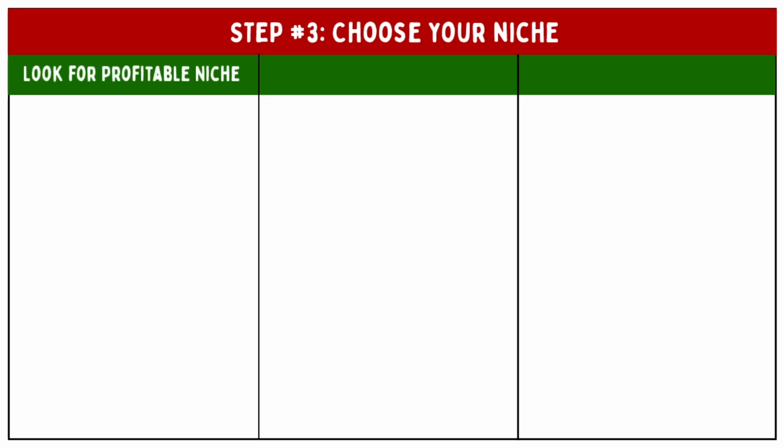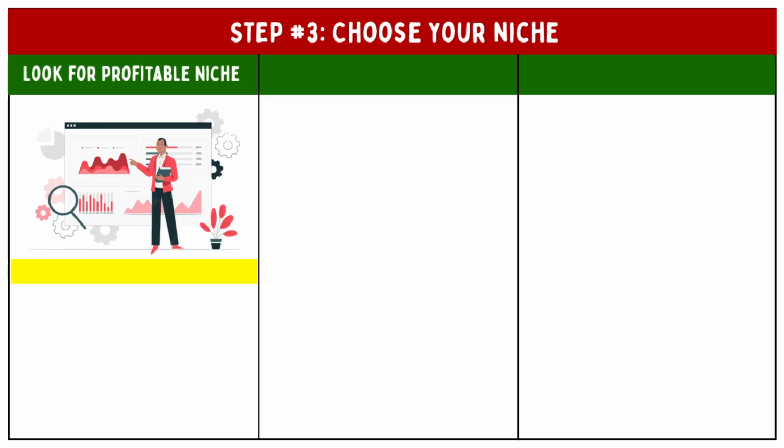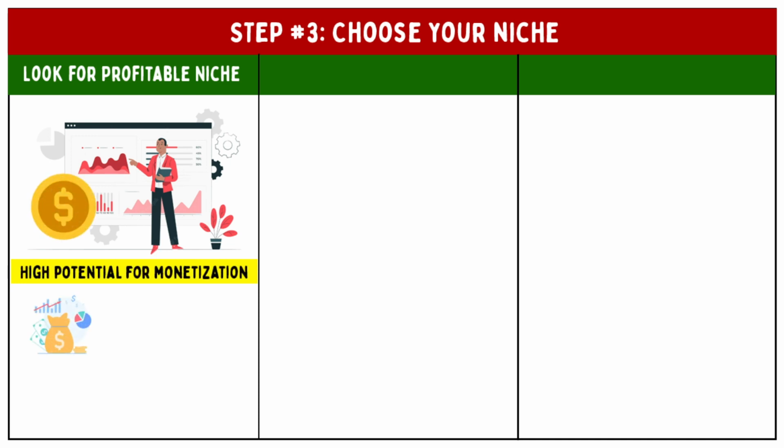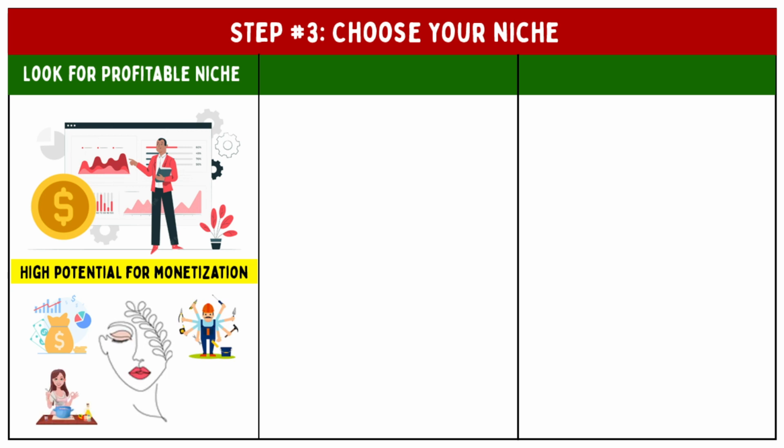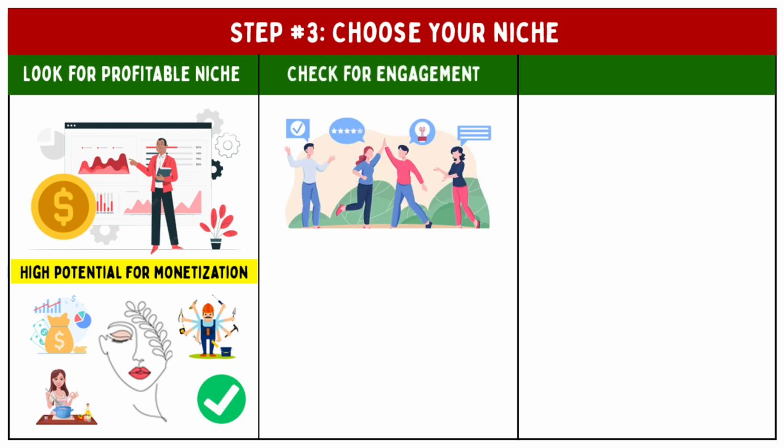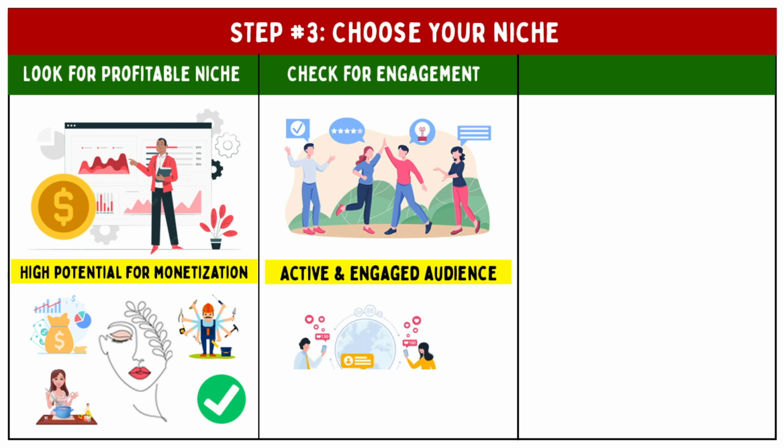Look for profitable niches. Research niches that have a high potential for monetization. For example, niches like personal finance, DIY projects, cooking, or beauty and fashion tend to take a lot of opportunities for sponsored content and product reviews. Check for audience engagement. Look for niches that have active and engaged audiences. This will indicate that people are interested in the content and are more likely to engage with your videos and monetization options.